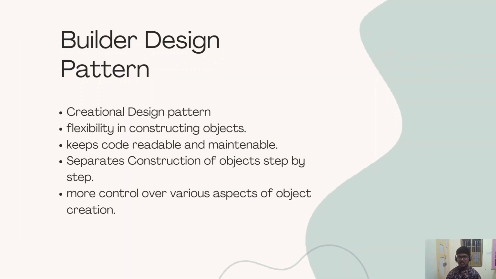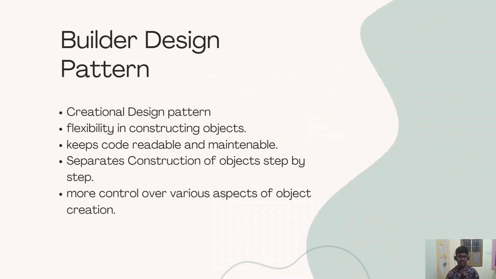The builder pattern is a creational design pattern that separates the construction of a complex object from its representation. Imagine you are tasked with building complex objects in a Java application. You want flexibility in constructing these objects while keeping your code readable and maintainable. This is where the builder pattern comes to the rescue. It allows you to construct objects step by step, providing control over various aspects of object creation.